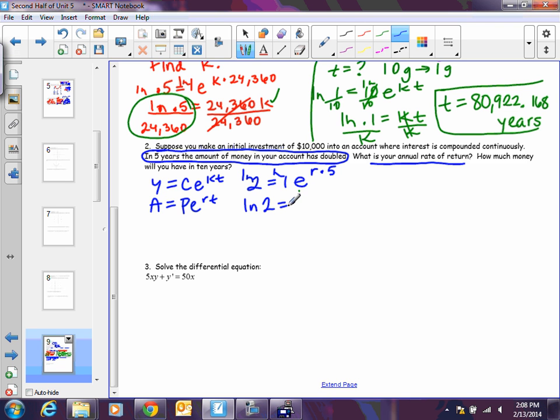Again, if you want to use the solver feature, that's fine with me, although I don't really think this is that difficult. You need to be comfortable with using logs, so this is a good, nice practice. And so there's my r.